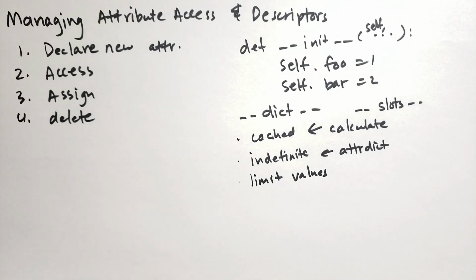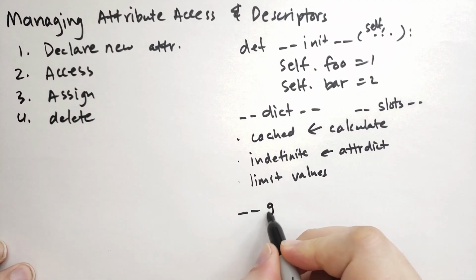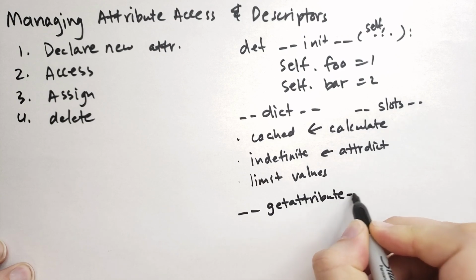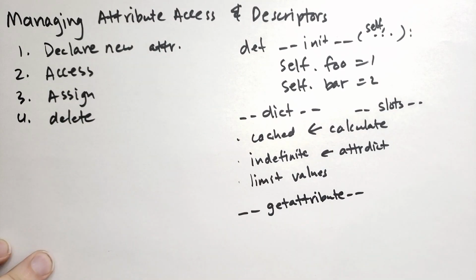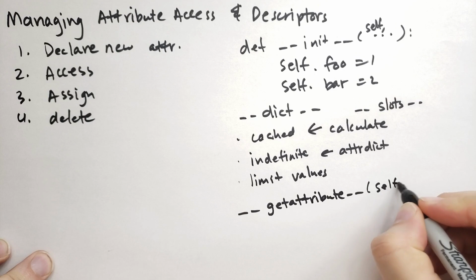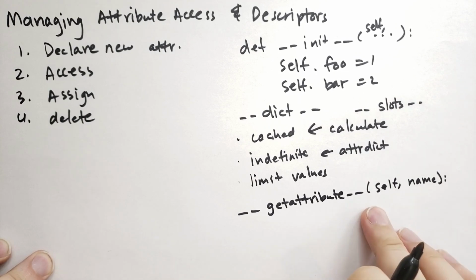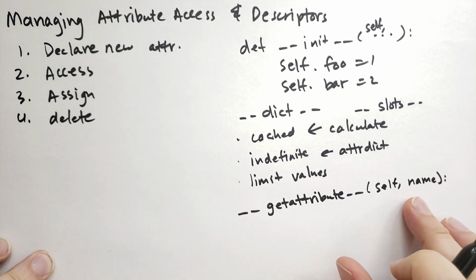The first method I'm going to talk about is a method that you'll never modify. I have never touched this method. I really can't think of a time where I might want to. And this is the get attribute method. Get attribute is going to take two parameters, self and name. So the object and the name of the attribute it's looking up.